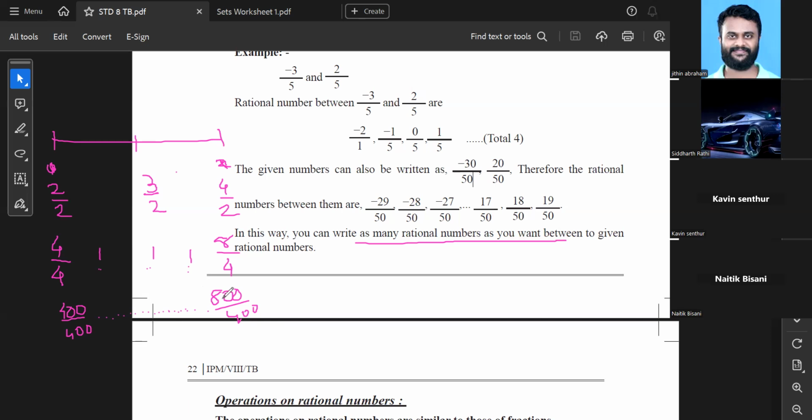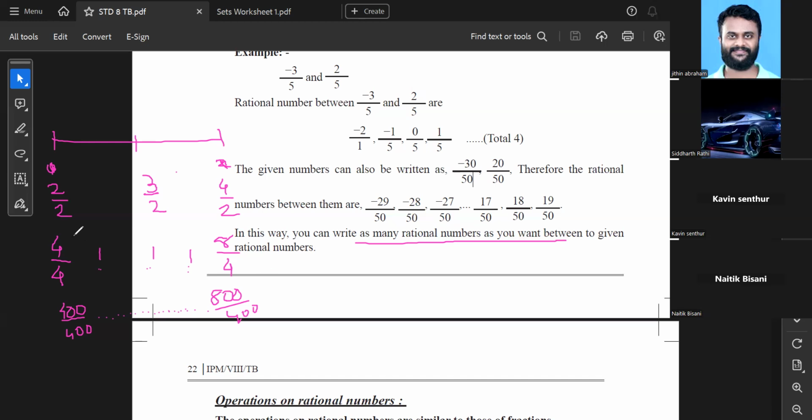Sir, if we keep the numerator same and increase the denominator, we will get a large number of rational numbers between any two rational numbers, right? My dear child, you can never do that. You can never keep the numerator same and only increase the denominator. No, no, no, no, no.